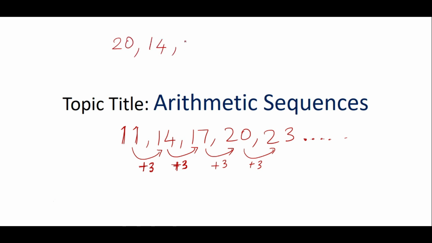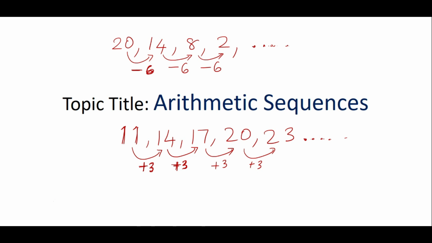20, 14, 8, 2, and so on. Here you can see that when you do 14 minus 20, it's a minus 6. 8 minus 14, again it's a minus 6. 2 minus 8 is again a minus 6. So you're generating the next term every time by subtracting a constant value, which is negative 6. So this is also an arithmetic sequence. You can create an arithmetic sequence either by adding a constant value or by subtracting the same value.